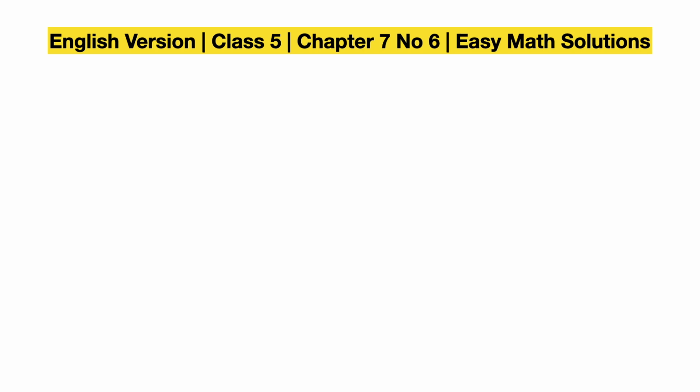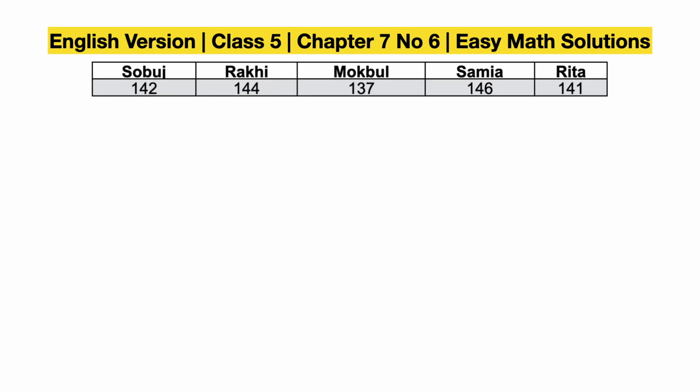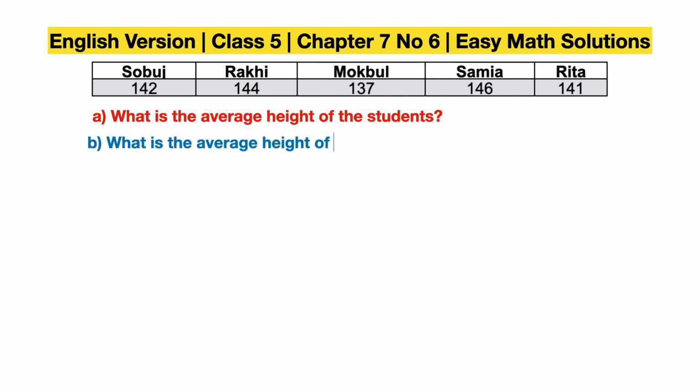English version, class 5, chapter 7, number 6. Here is a chart, 5 students and their heights. Number A, what is the average height of the students? Number B, what is the average height of the two tallest students?